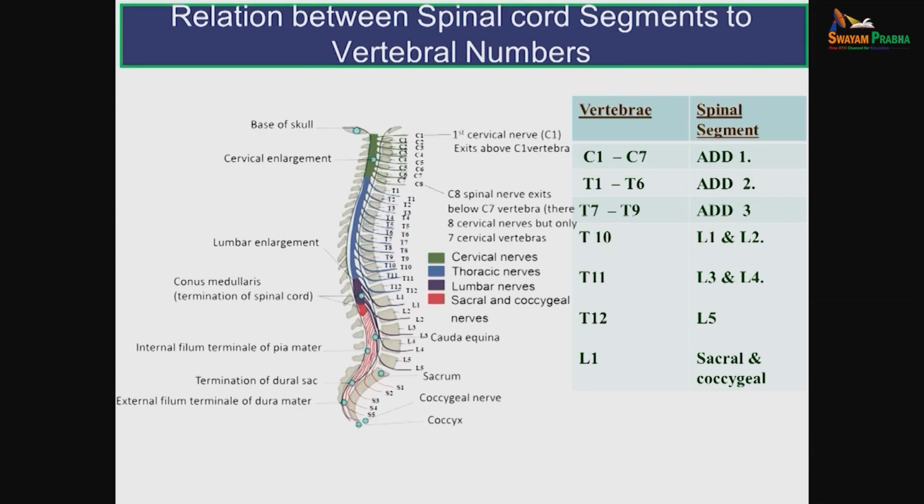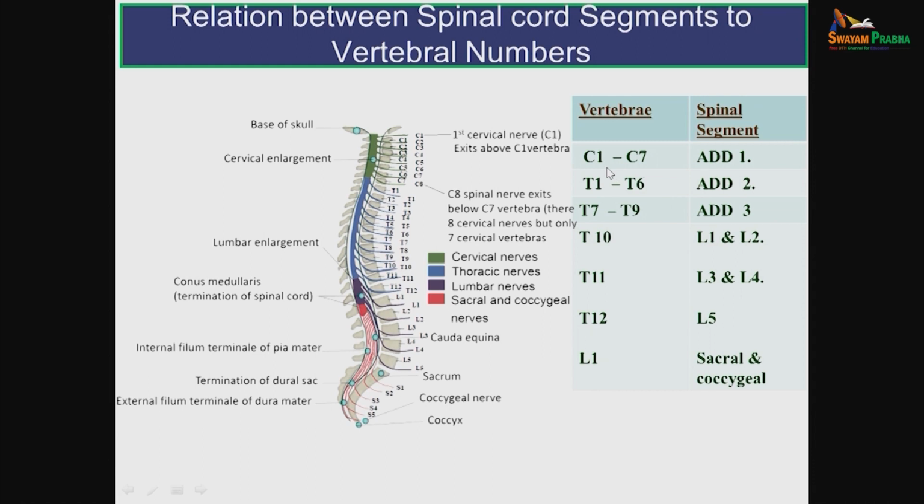Having understood this, there is a relation between the spinal cord segment and the vertebral numbers. As I already mentioned, there is a rostral shift of the cord, that is, the cord is ending at the level of L1. So, if you take a particular vertebra, which is represented usually by the vertebral spine, the underlying spinal segment will be caudal to the corresponding vertebra. If you want to know the underlying spinal segment corresponding to the vertebral spine, there is a way to calculate it.